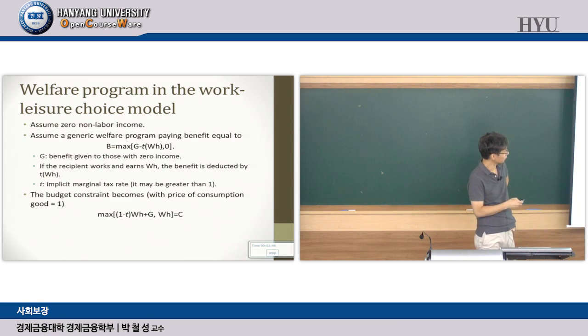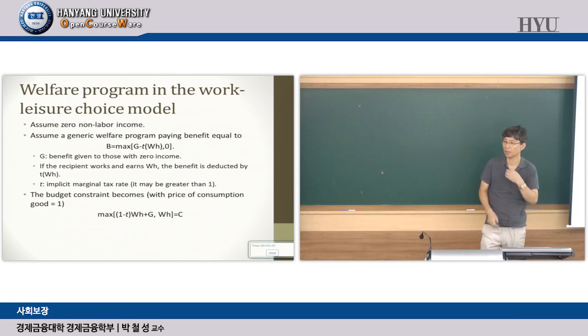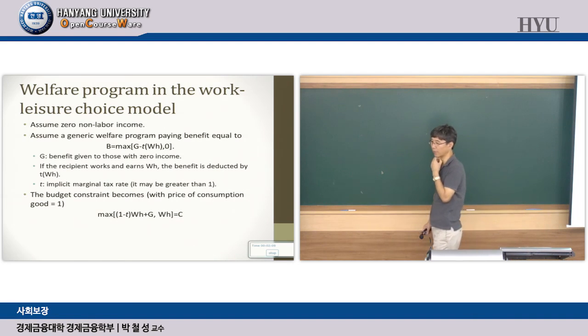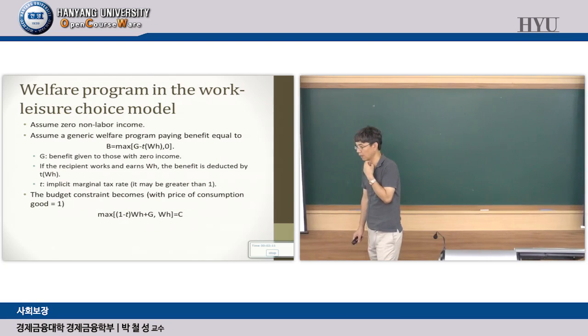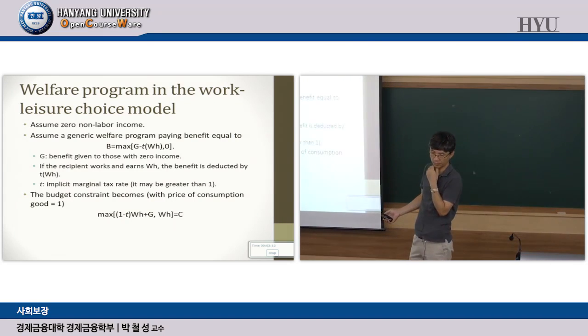So if we include B in the budget constraint, it is going to look like this. Okay? So as you can see, the wage rate for the individual is not W. Actually, now it becomes (1 minus T) times W, the after-implicit-tax wage rate.